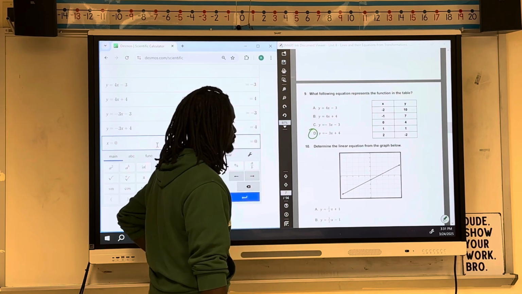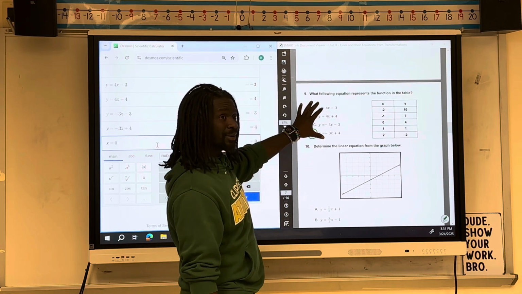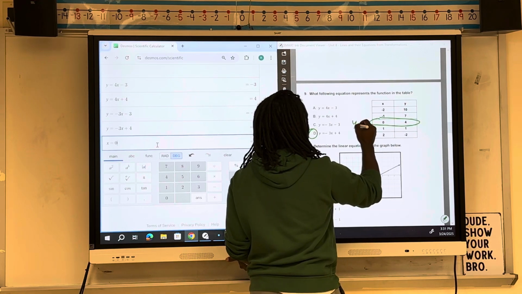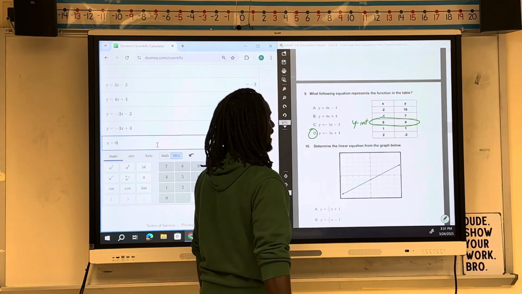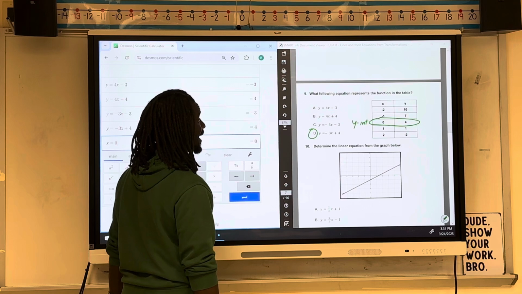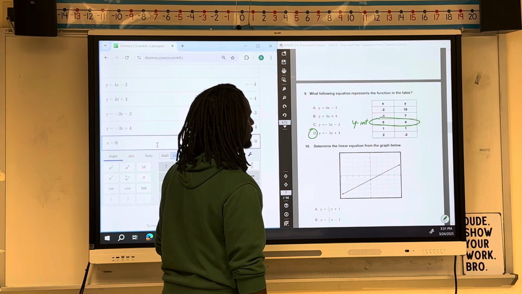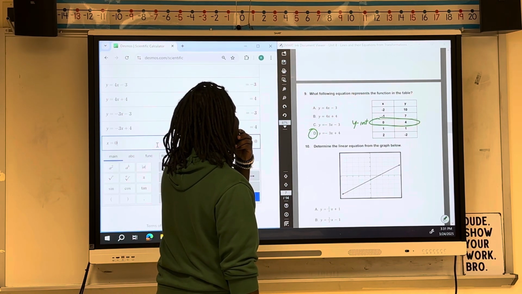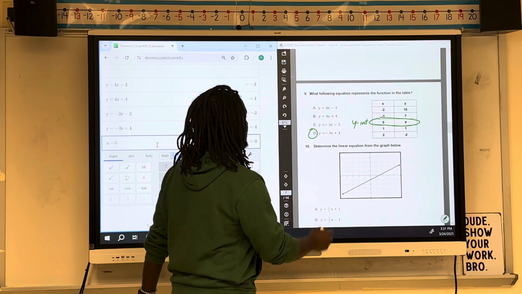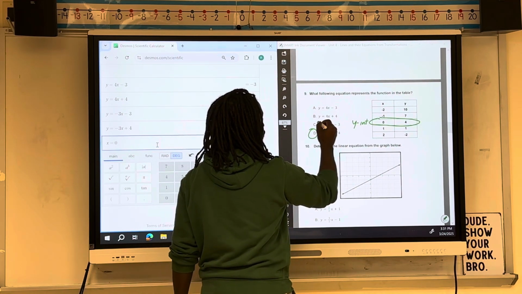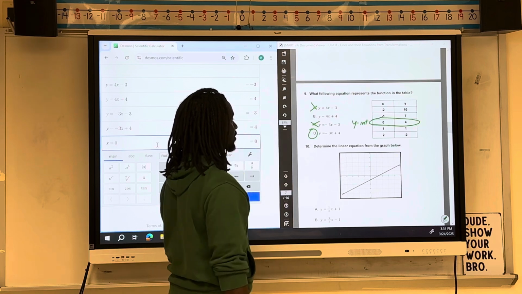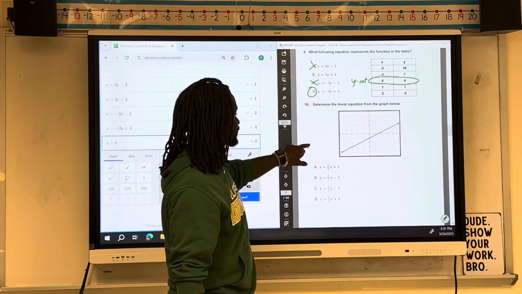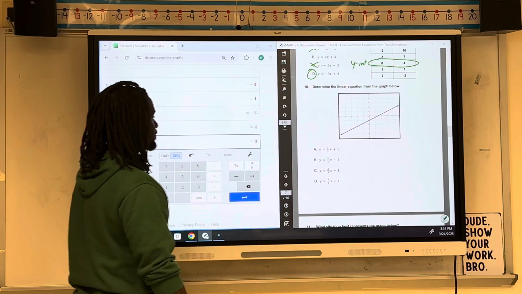Again, that's not the only way you could have done that. You also could have noticed that this was the y-intercept, because that's where it crosses the y-axis. And so because of that, I knew that it had to be +4, so that I could mark those, and it could then be between B and D.